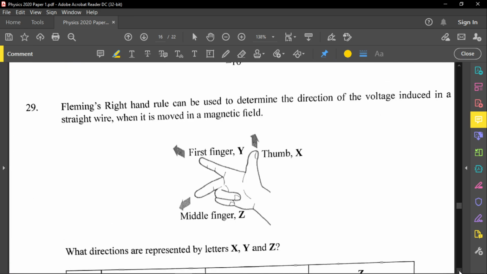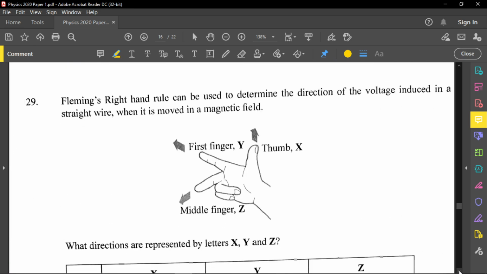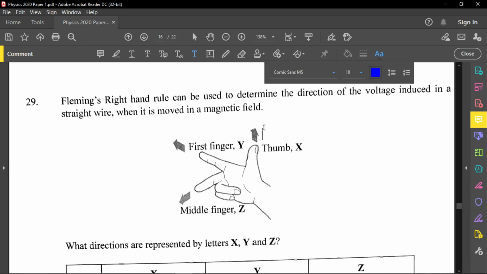All right, let's go to question number 29. And for question number 29, it said that Fleming's right-hand rule can be used to determine the direction of the voltage induced in a straight wire when it is moved in a magnetic field. All right, so based on Fleming's rule, what I wanted to remember is the three fingers, right? The thumb, T, is thrust. So T is for thrust.